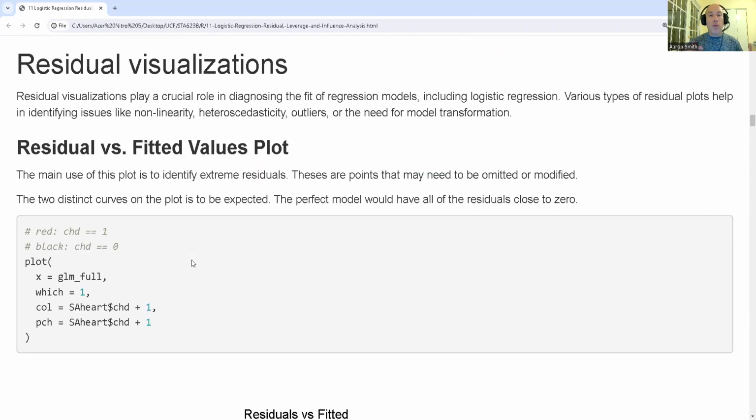All right, so residual visualizations. This is an important aspect of really digging into the model. There are various types of residual plots that help us identify issues. Something that we're going to be looking for is nonlinearity.